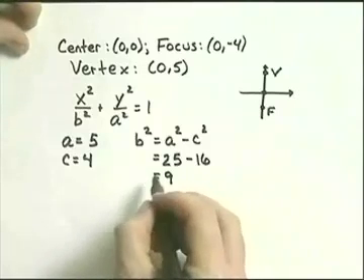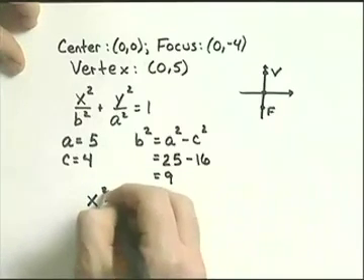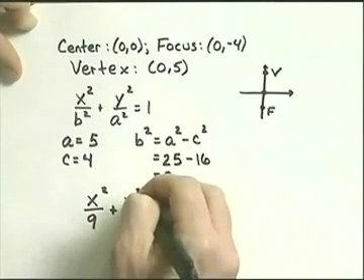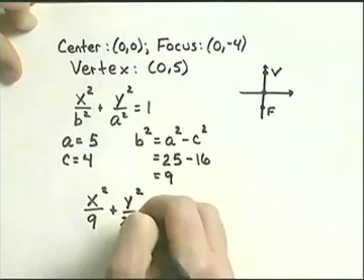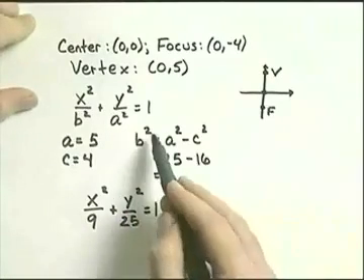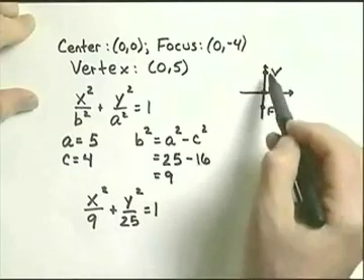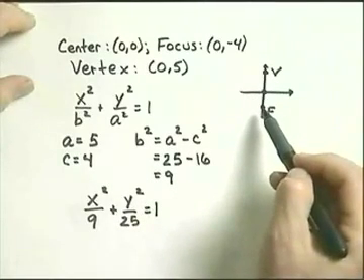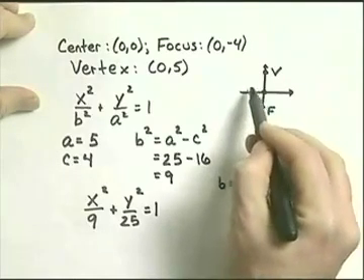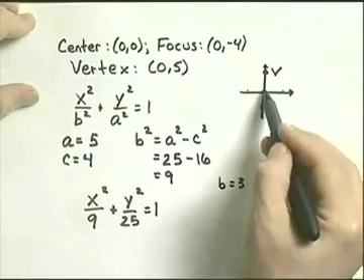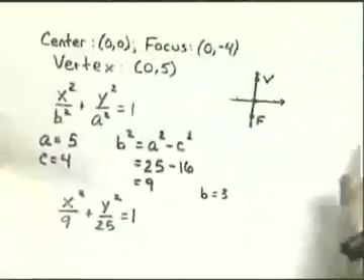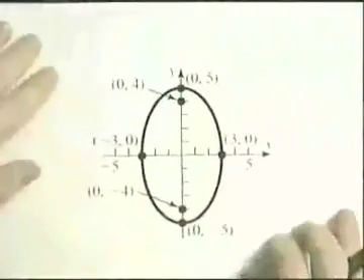And so we have that the equation of the ellipse is x squared over b squared, which is 9, plus y squared over a squared, which is 25, equals 1. Now what we can do is use the fact that if b squared is equal to 9 and the major axis is the y-axis, we would get that b is equal to 3. So I can plot points 3 units to the left and right of the center, and then I'll plot in my other vertex and the other focal point, and I'll obtain the graph of the ellipse.